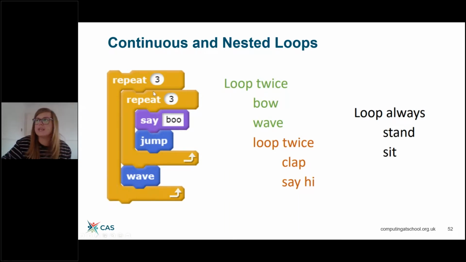Okay. And the same here, nested loops. They can have loops within a loop, and this is really nice for greater depth of understanding. Do they do this right? Do they go boo, jump, and then wave and do the whole thing 3 times? It's just that step of getting them to understand code before you put them on something else.